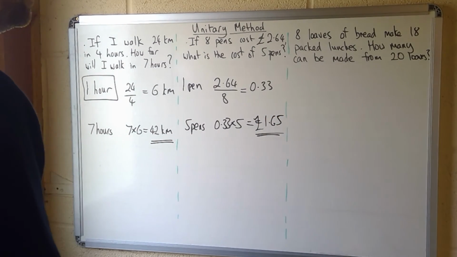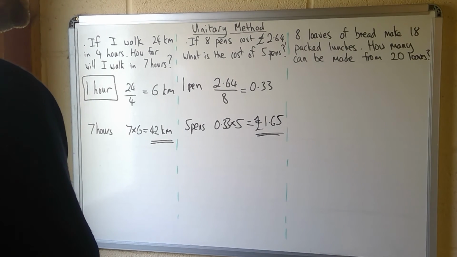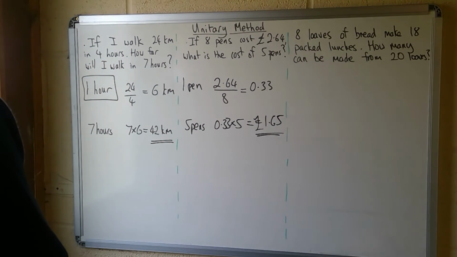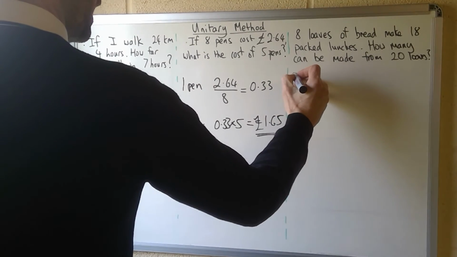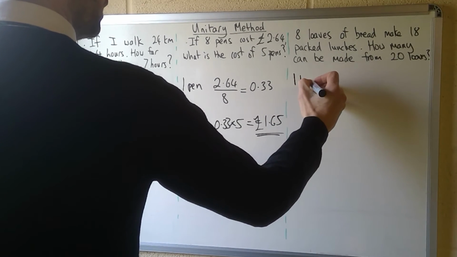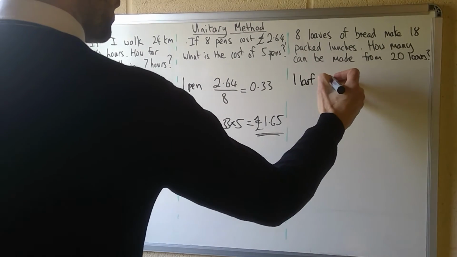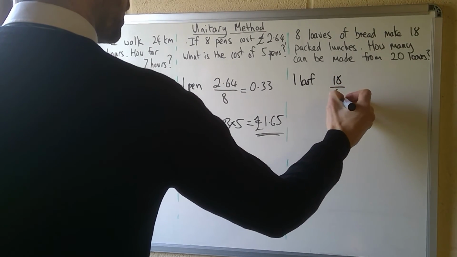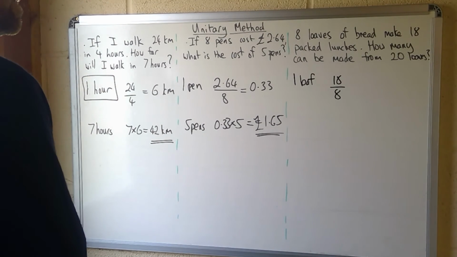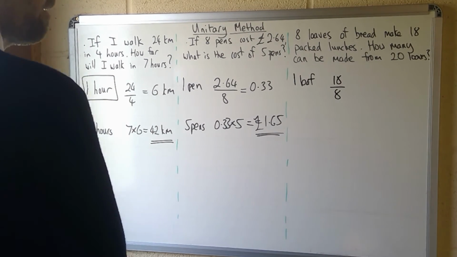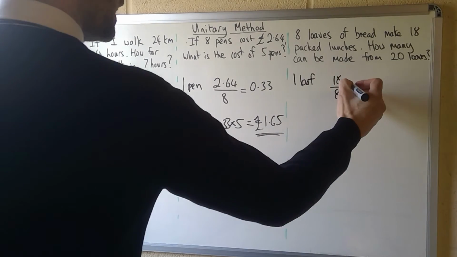The final one: 8 loaves of bread make 18 packed lunches. How many lunches can be made from 20 loaves? So what I want to work out is how many packed lunches can be made from 1 loaf. So we do 18 divided by 8. So 18 divided by 8, it's not a whole number, so this one's slightly more tricky because you've got fractions or decimals. I'm actually going to stick with fractions here.